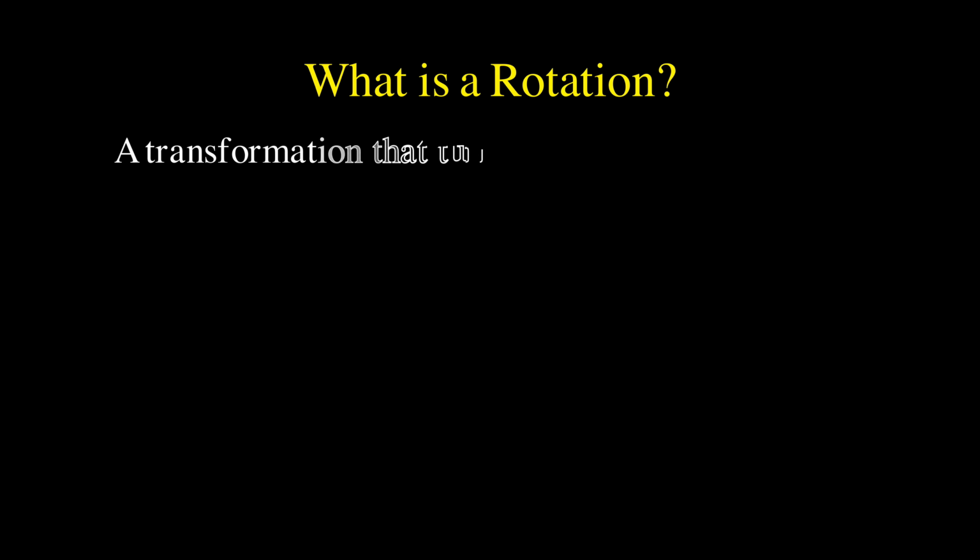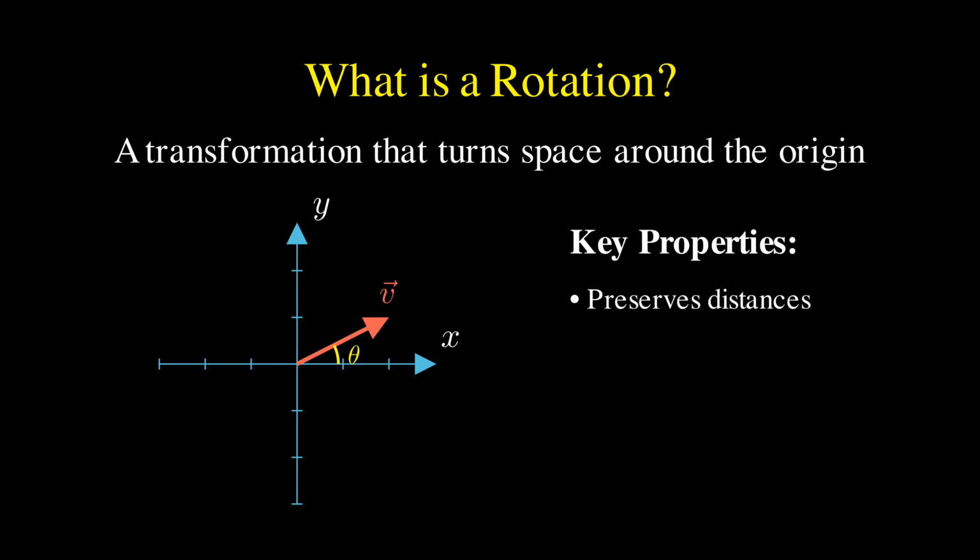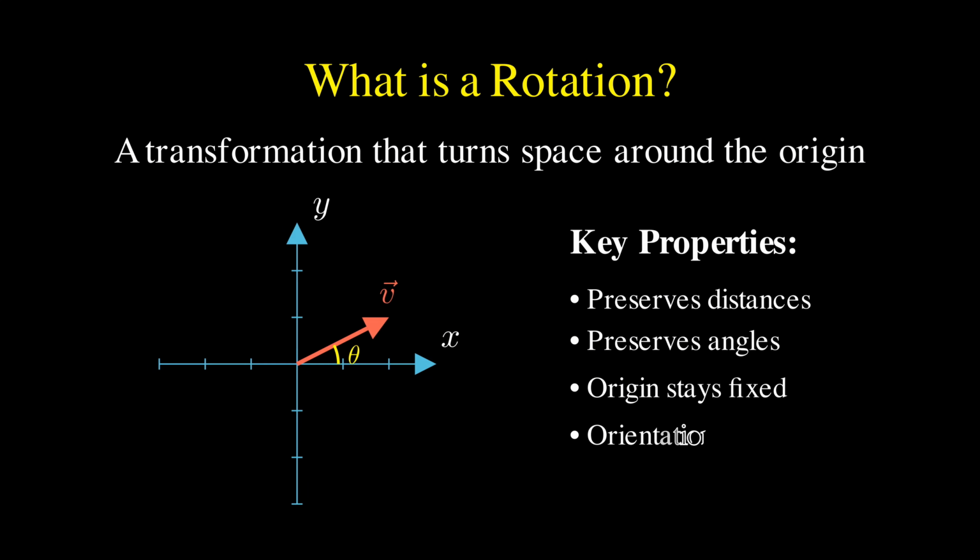A rotation is a transformation that turns space around the origin, and it has some beautiful properties. It preserves distances, so if 2 points are a certain distance apart before rotation, they remain the same distance apart afterward. It also preserves angles between vectors, and importantly, the origin always stays fixed at the same location.